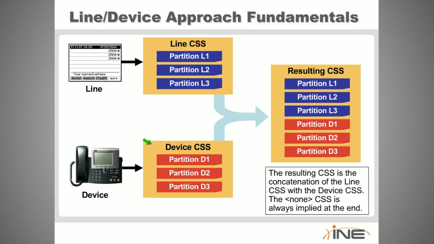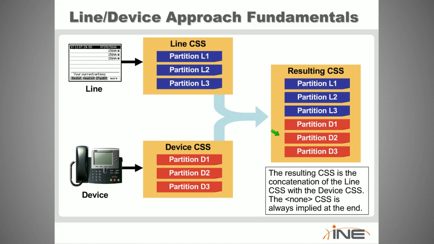So now, if I had a separate CSS for the line and the device, then anytime I have any sort of direct tie between pattern matching, I'm always going to choose the line partitions' pattern matching as prioritized over the device partition DN matching.